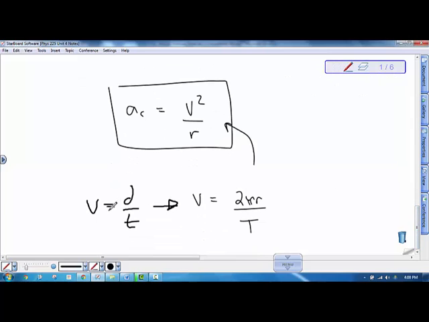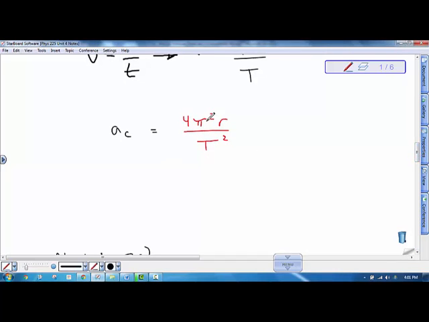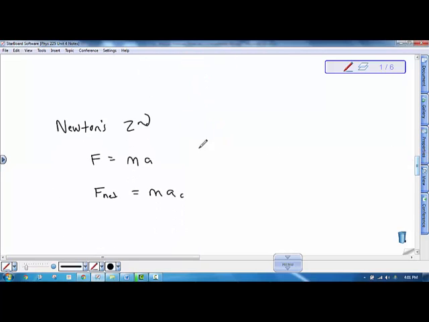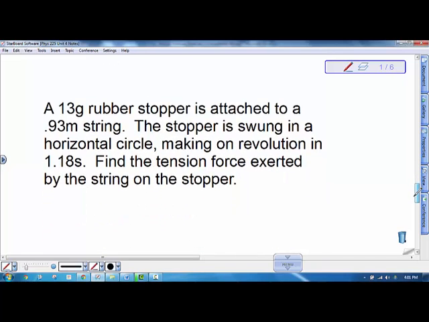In fact, if I use simple equations we already know, like distance over time, where the distance would be the circumference of the circle and time would be the period, capital T, I could substitute that in for v and simplify to get another equation. That equation is 4 pi squared r over T squared, and that's on the formula sheet as well. And we can still use Newton's second law with this too. Just keep in mind that the acceleration we're talking about now is the centripetal acceleration, which is towards the center of a circle. Now, let's try an example problem.